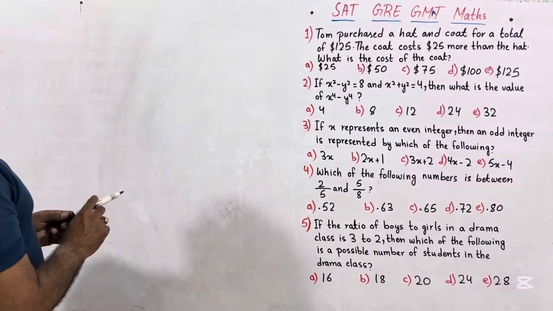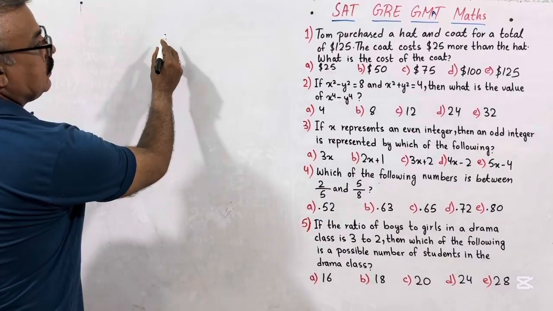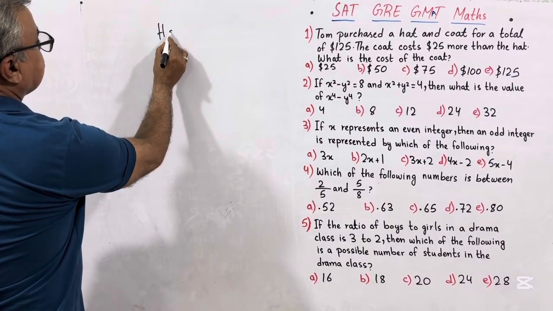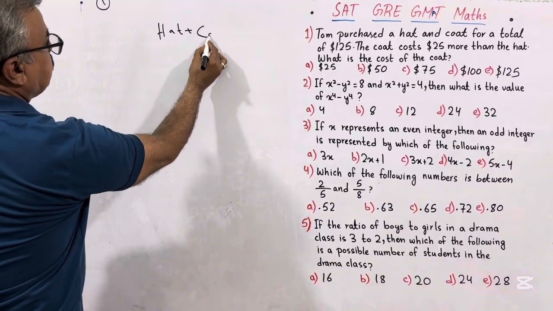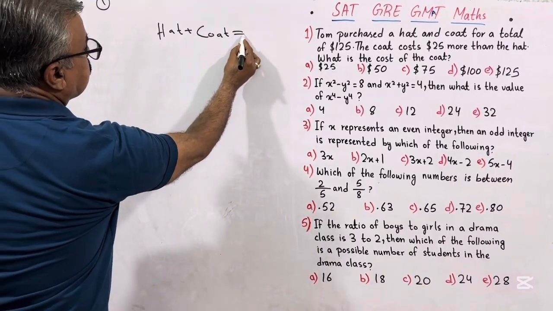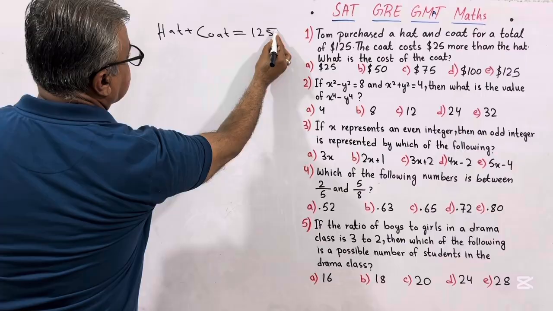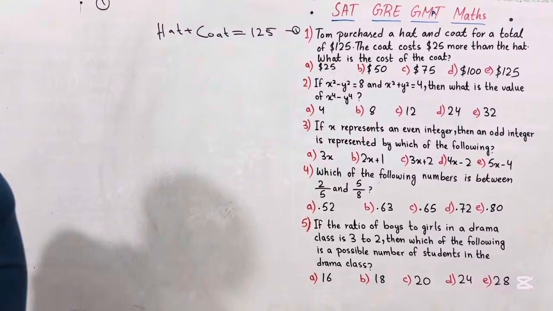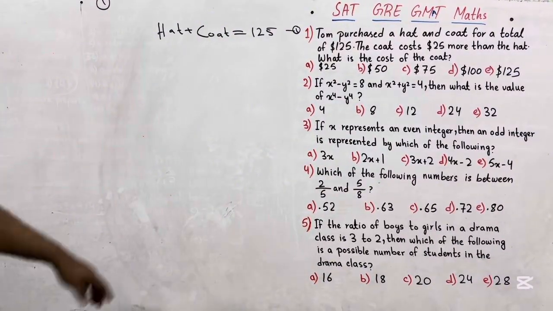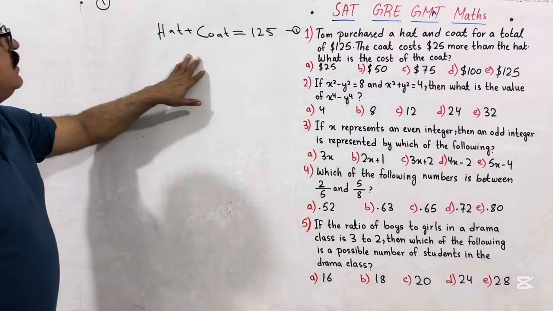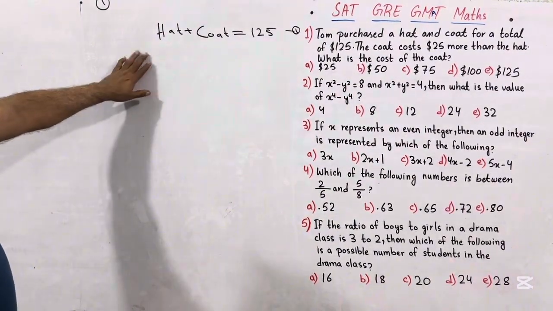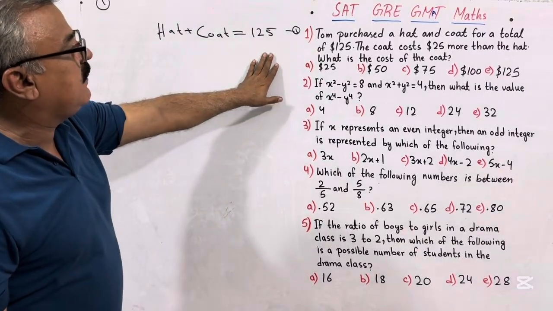Tom bought how many things? A hat and a coat. Question number one. Hat plus coat, both cost $125. Our first condition: Tom purchased a hat and a coat for a total of $125. Hat plus coat is equal to $125.